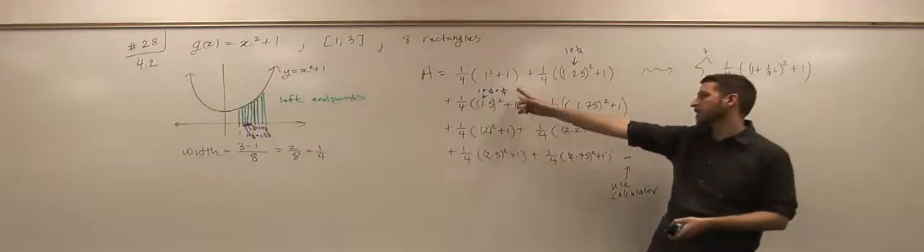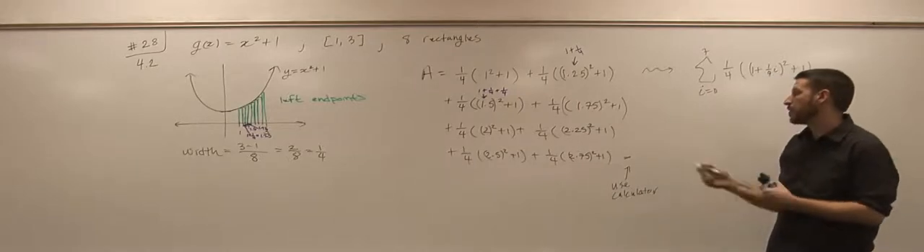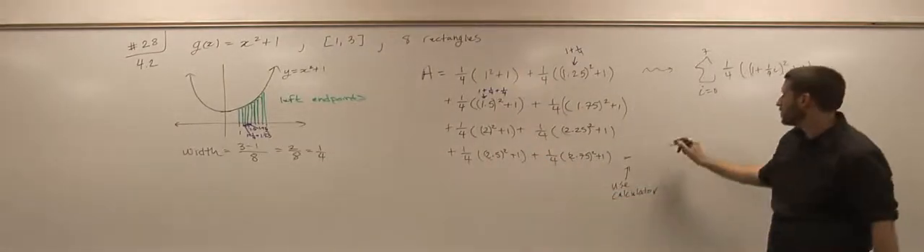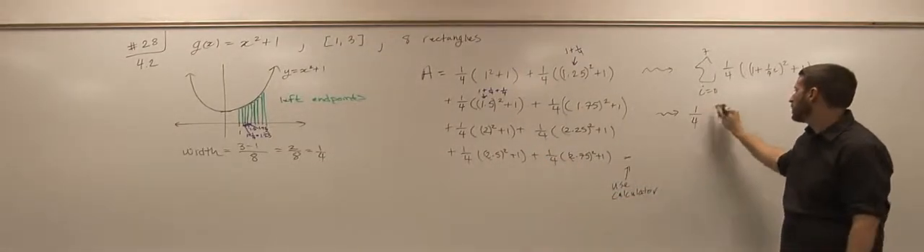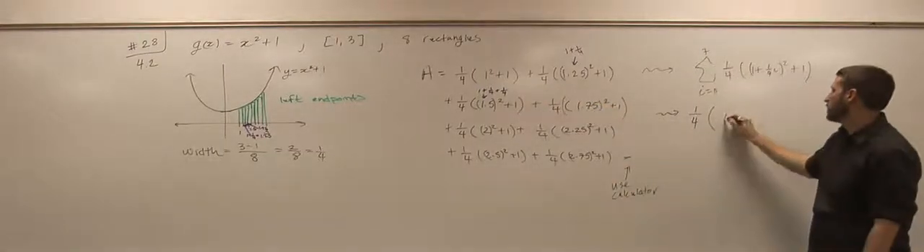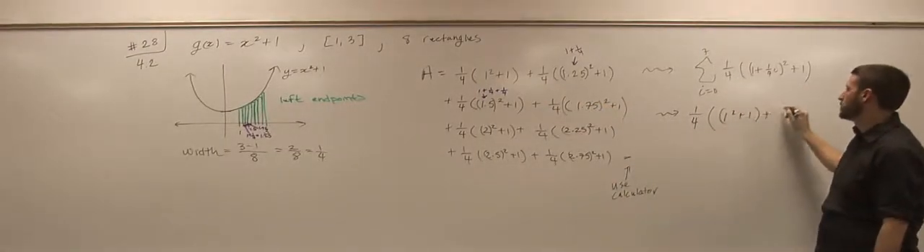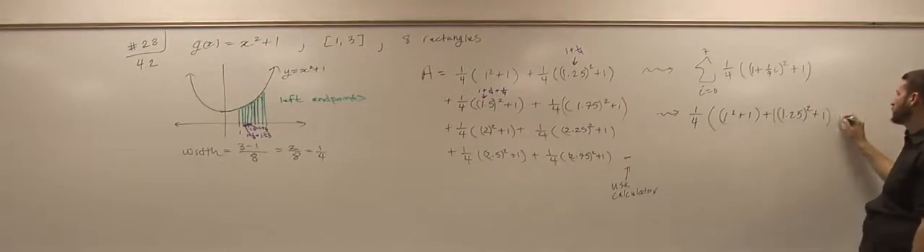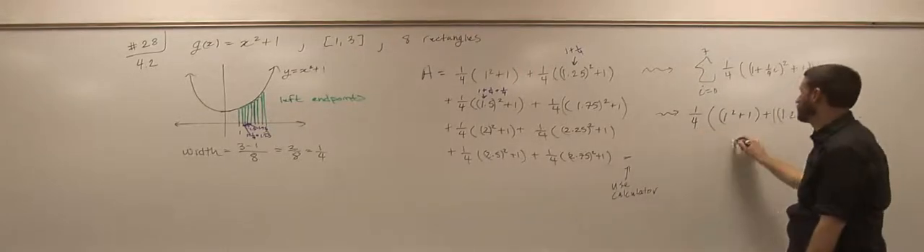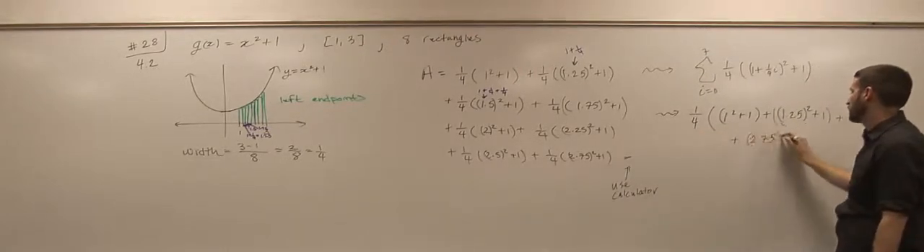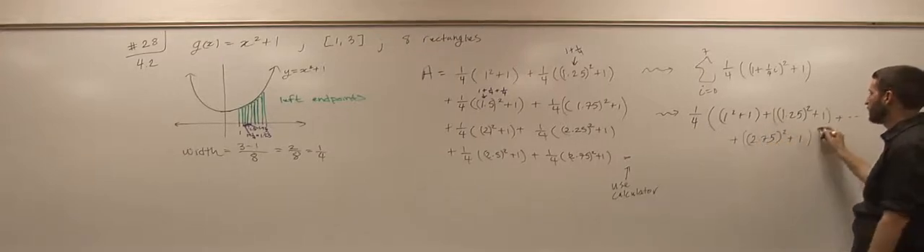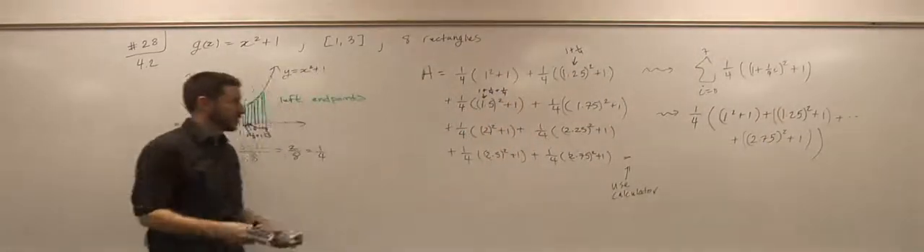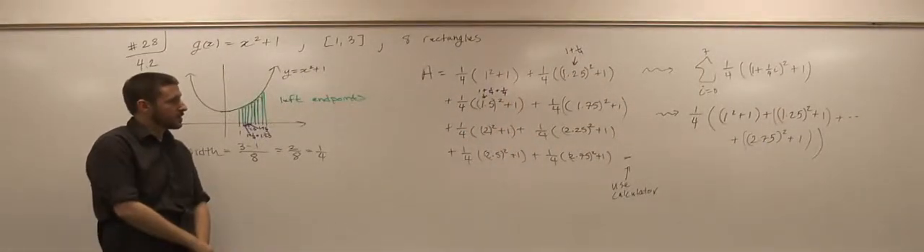to save yourself a little bit on the calculations, you could factor out the 1/4. Since all of these have a 1/4, you could take the 1/4 out, and then just write the height in each case. 1 squared plus 1, plus 1.25 squared plus 1, plus, and you keep going until you get down here. That would save you a little bit of calculator work, since you won't have to do times 1/4 every time. But at this point, it's really just punching numbers in.